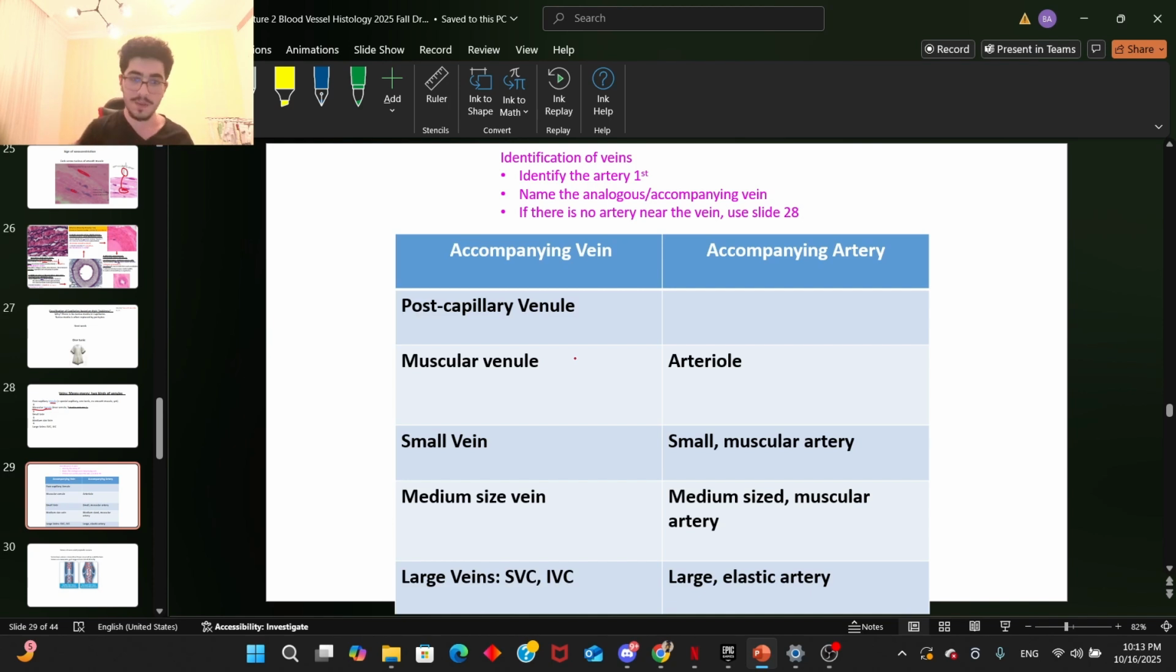Okay, let's give another example. Large veins, large elastic artery. The aorta will bring blood away from the heart to the body, while the superior and the inferior vena cava will bring blood from the body to the heart. Okay, so it's basically opposites. They're doing the opposite thing, and they usually lie parallel and next to each other, right? So you can use the arteries to identify the veins, right?